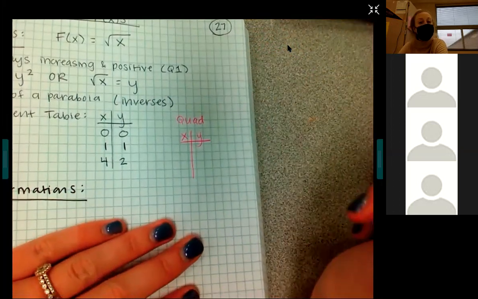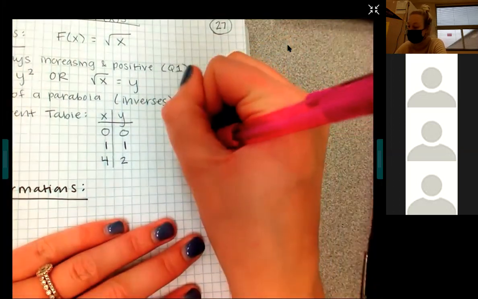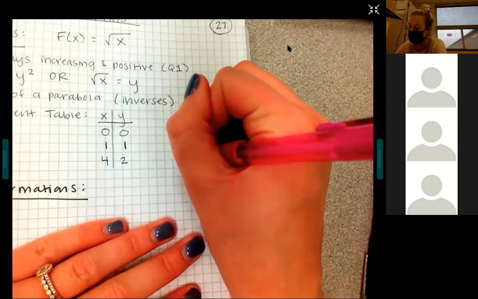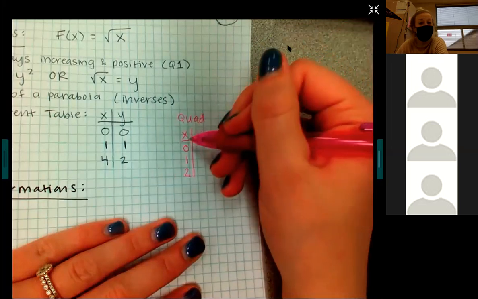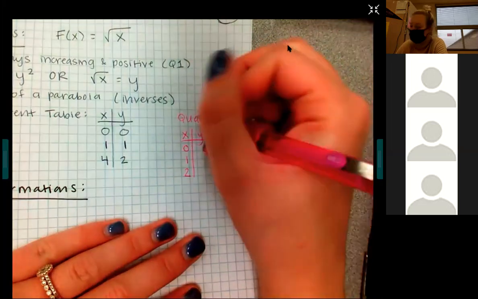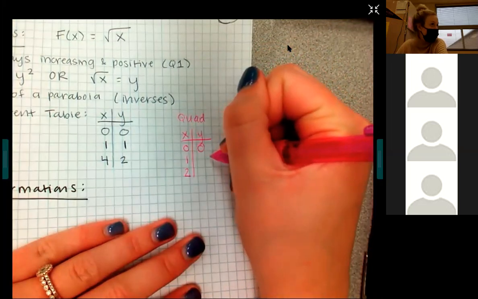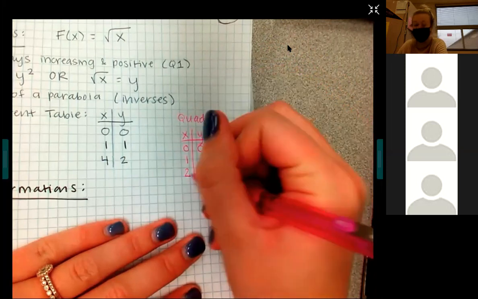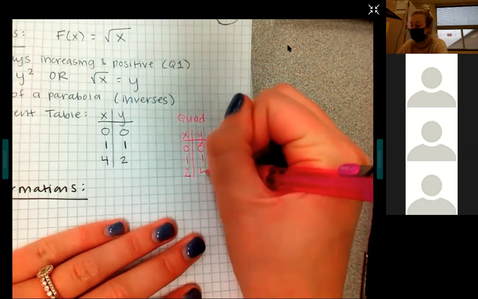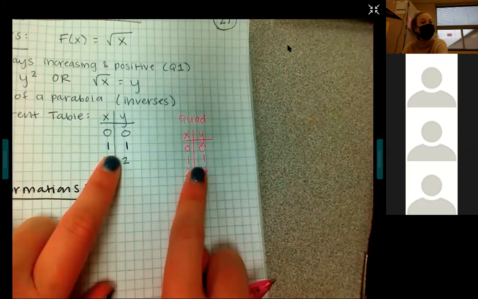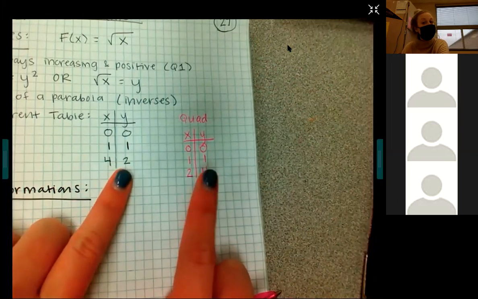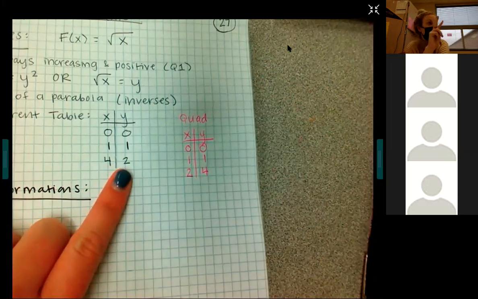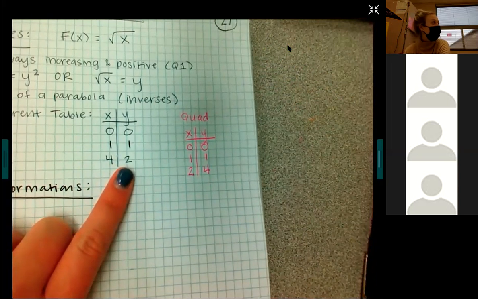When we did quadratic functions, we would use 0, 1, 2 to graph it still. What's 0 squared? 0. What is 1 squared? 1. What is 2 squared? 4. So do you notice how all the ordered pairs are just flipped? That's what makes them inverses, is that their ordered pairs are just opposites of each other. That's what an inverse is.